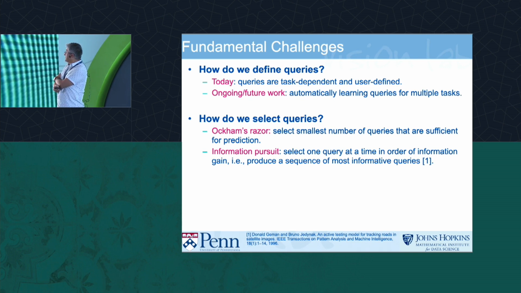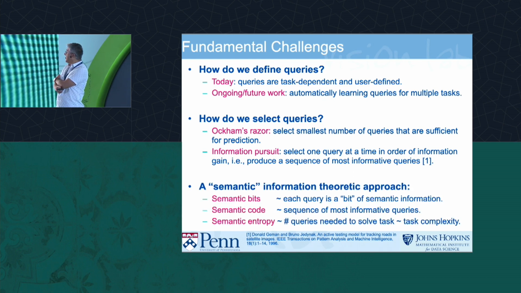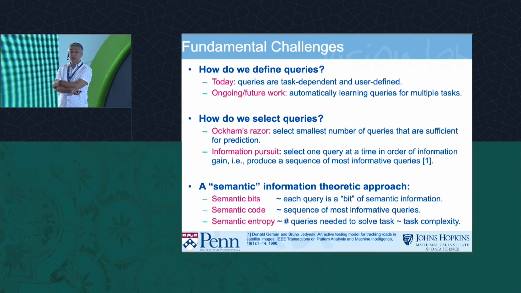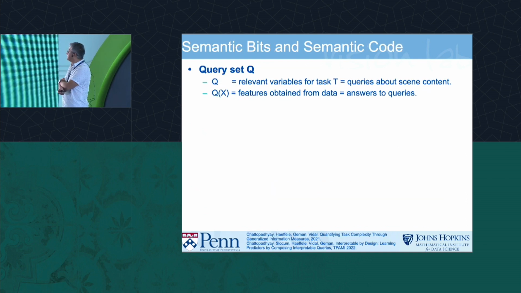The algorithm is going to be information pursuit, which is an algorithm that selects 1 query at a time based on information gain. And this is going to have connections with information theory. Naturally, each query can be interpreted as a bit. This sequence of queries is sort of a semantic code for the scene. And the principle based on which we stop is the concept of semantic entropy.